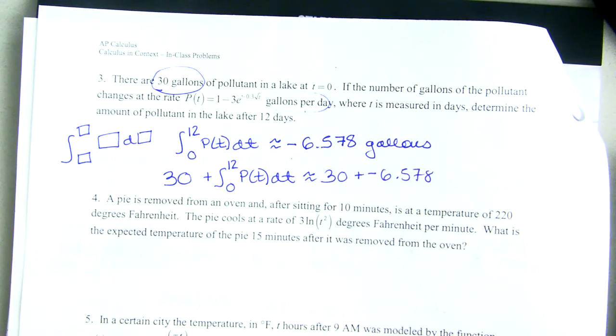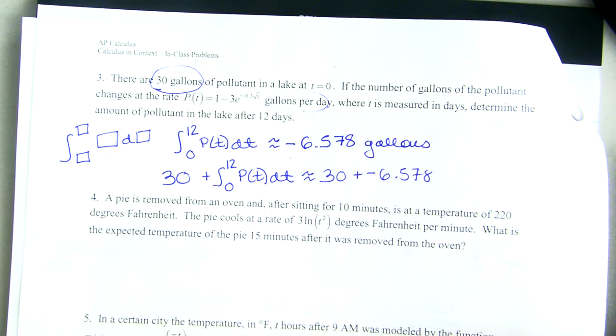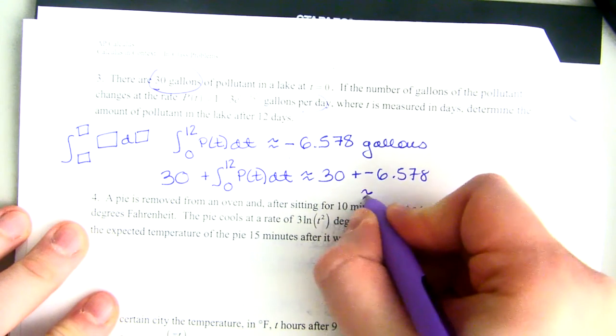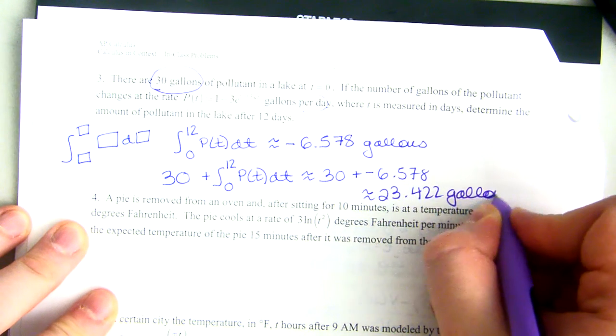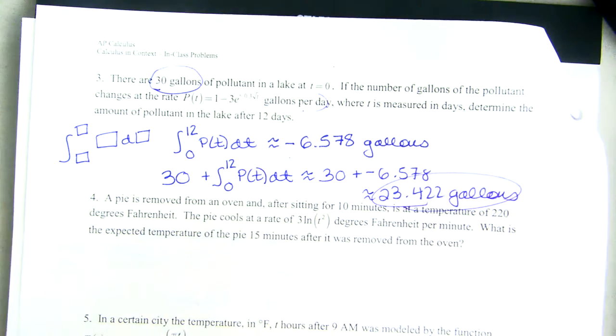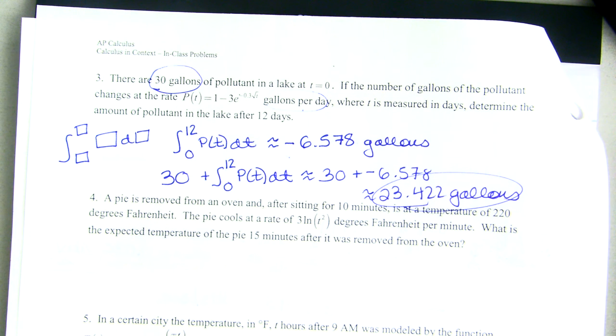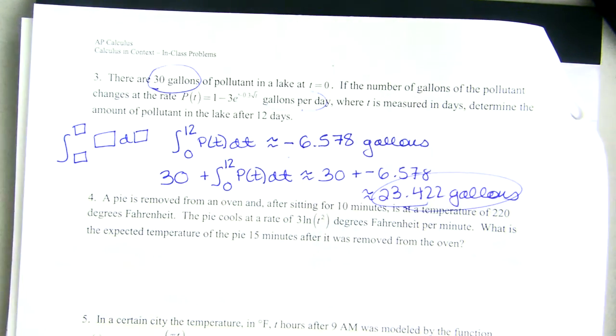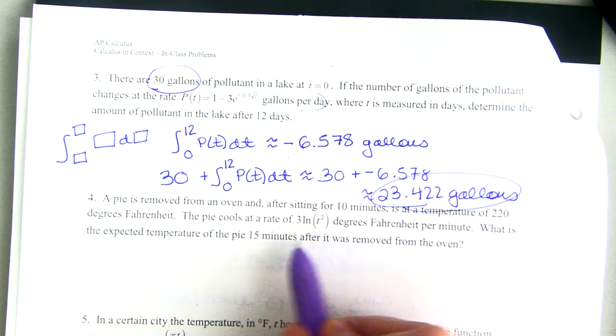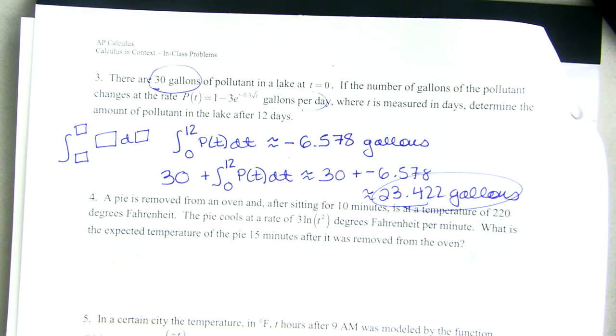Do that on the calculator, and you're going to get, whoops, I did that wrong. You're going to do, let's see, 23.422 gallons. The integral gives us the net change, but then I need to add that to the initial amount that you had. There were 30 gallons of pollutants. I added the net change to it, got the final amount of pollutants. Read 4, store the function in the calculator, but then we need to talk about how to set up the integral.